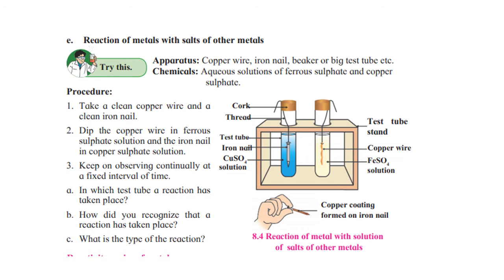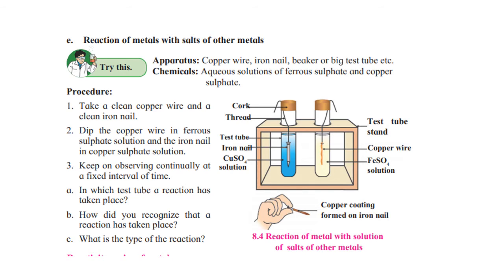The next reaction is the reaction of metals with salts of other metals. Here, what we have taken is the experimental setup. In the first test tube there is copper sulfate and we have put an iron nail inside it. In the second one we have put iron sulfate and a copper wire, just vice versa. Now the whole procedure can be seen.